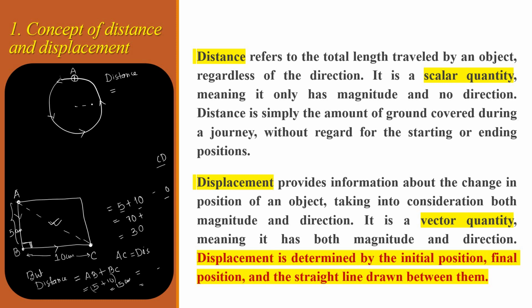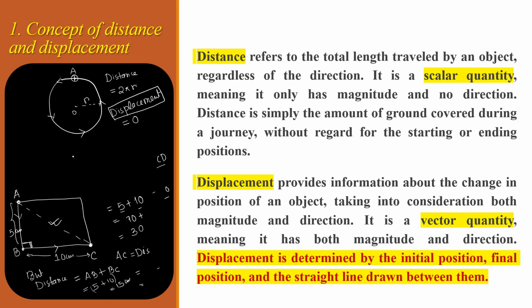Let us consider the radius of the circle is r. So the circumference is 2 pi r, but the displacement is equal to 0. Why? Because the man's initial position and the final position are the same, so it does not cover a displacement.